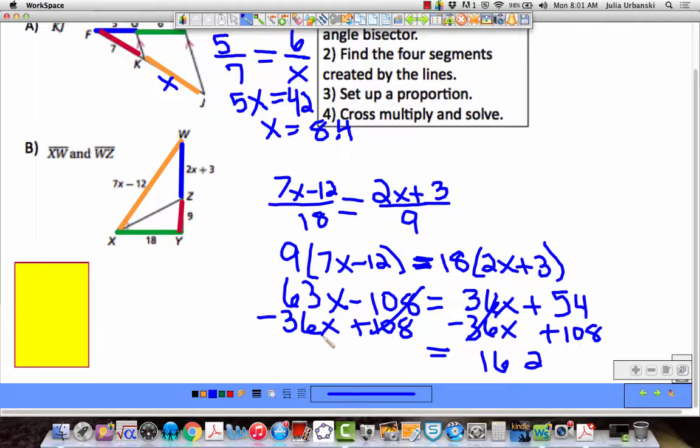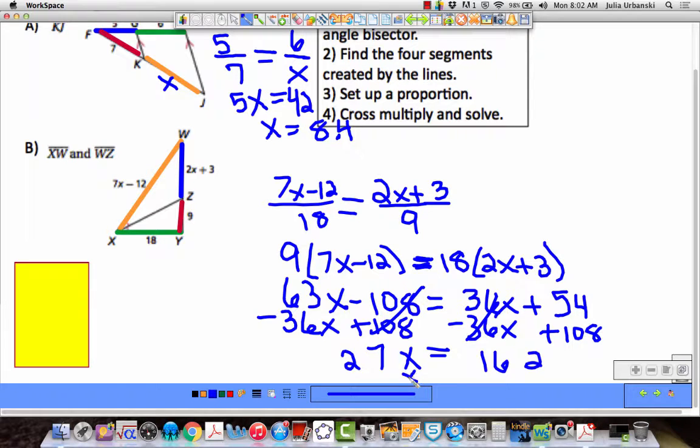What's this one come to? Finish solving that. I'll let you catch up. Finish solving that one. Looking for 63 minus 36. What do we get for that one? I can do it faster than you guys are doing calculators. 27? And divide 162 divided by 27. What's our answer? 6. That is, x equals 6.